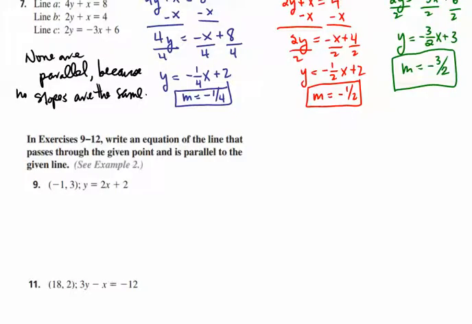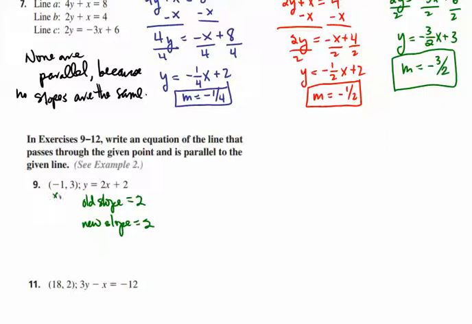Okay, in problems 9 and 11, we want to write an equation of a line that passes through the given point and is parallel to the given line. So remember, I'll just say old and new. Old slope is 2, we can see there. And since we want to be parallel, our new slope should also be 2.